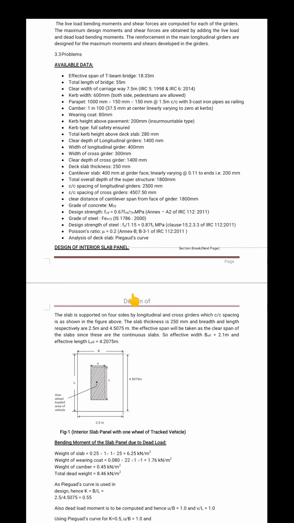This slab is supported on 4 sides by the longitudinal girders as well as the cross girders. Our slab panel is of 2.5 meter width and 4.507 meter length. Here we need to design the deck slab. In this problem they have mentioned everything, that is the sizes of the cross girders, and the center to center spacing between the cross girders and longitudinal girders. All these things they have given.